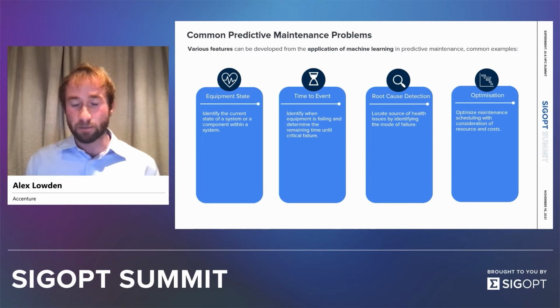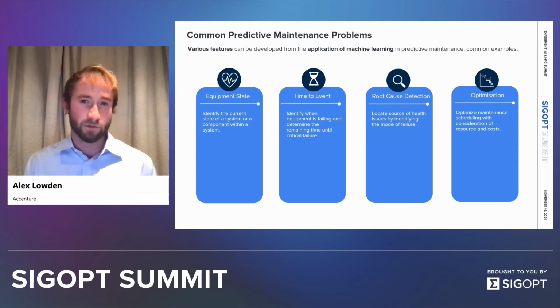The third element we typically see is root cause detection, and this is really guiding operators to the source of health issues. So if there is an issue, where is this issue occurring, and what's the likely mode of failure linked to the symptoms that you're seeing.